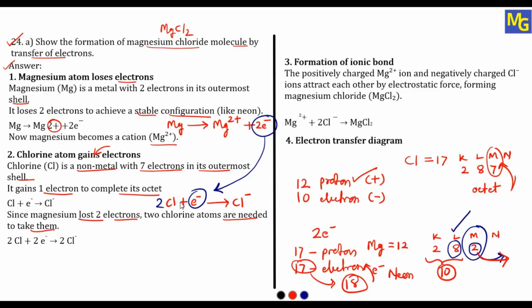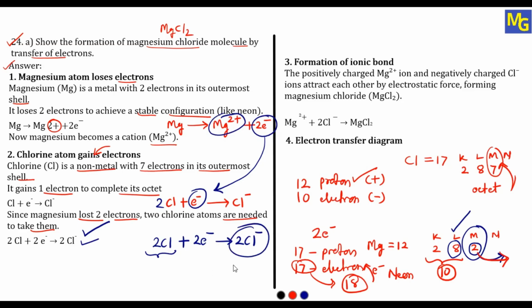Therefore, the reaction can be shown like this. So here what I have done? 2 Cl plus 2 electrons becomes 2 Cl-. So here I'll write it once again. 2 Cl plus 2 electrons becomes 2 Cl-. So from magnesium, both the electrons are gained by 2 chlorine atoms. Now, cation and anion both are ready. Mg2+ is a cation, Cl- is an anion.